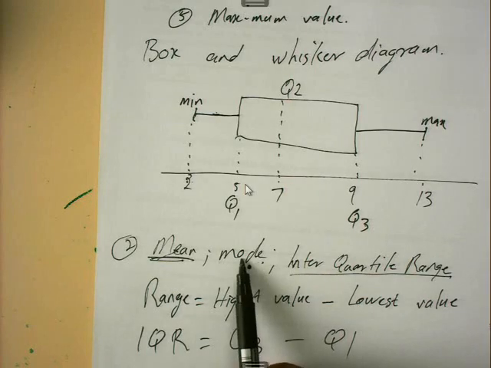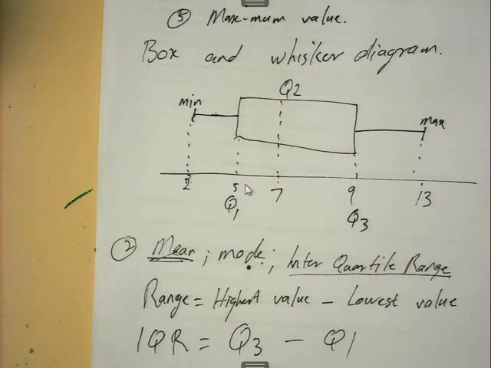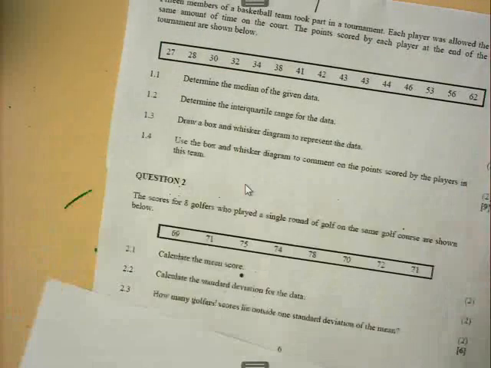Mode is the score that appears more often than any other score. Mean, how do you get the mean? You add all the scores, you divide by the number of scores. Then you get what you call the mean. I'm just taking you through this stuff so that when I give you an exercise, at least your mind is a bit refreshed. Now, I'm going to do some activity together with you. Let's see how far can we go with that activity.